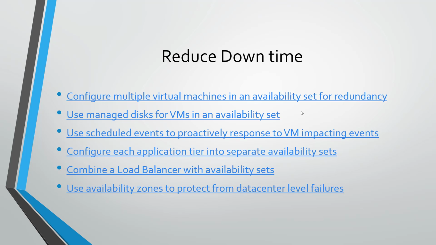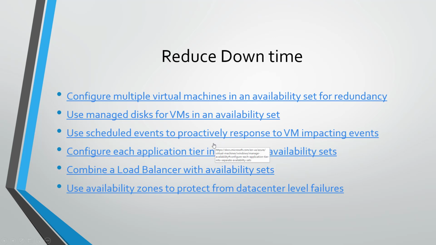It's a good idea. Anytime you can automate anything and be proactive about it, you're going to feel good about what you do at your job, and I'm sure eventually be financially rewarded as well. Configure each application tier into separate availability sets. That's really the definition of availability sets. Combine a load balancer with availability sets. Excellent idea. And use availability zones, protect from data center level failures.